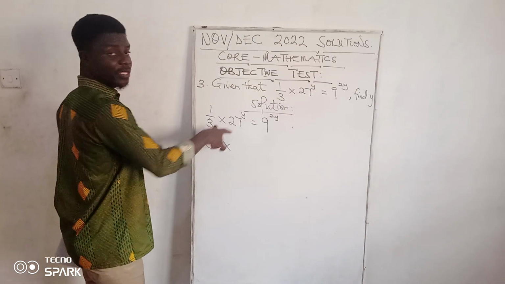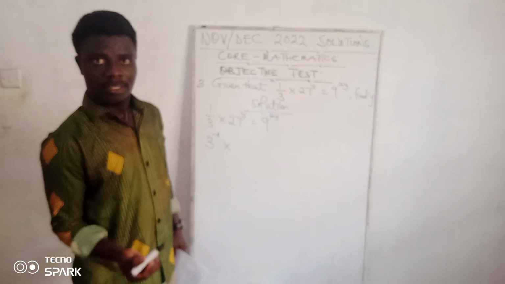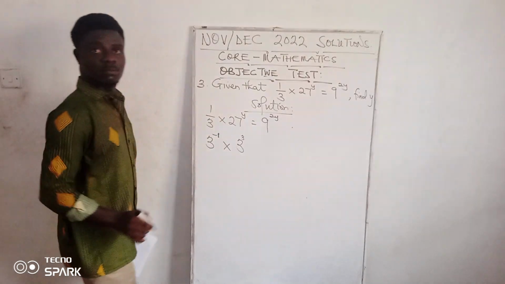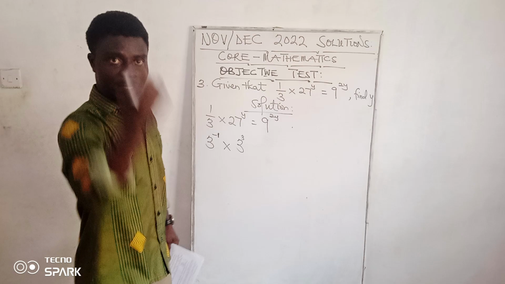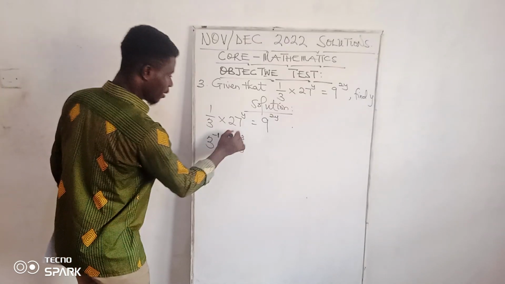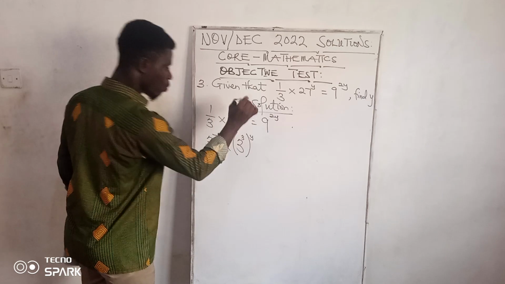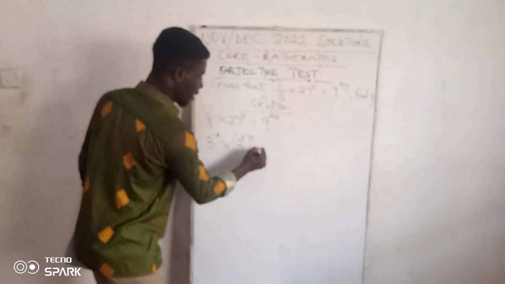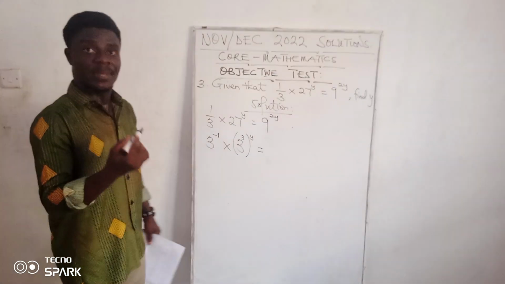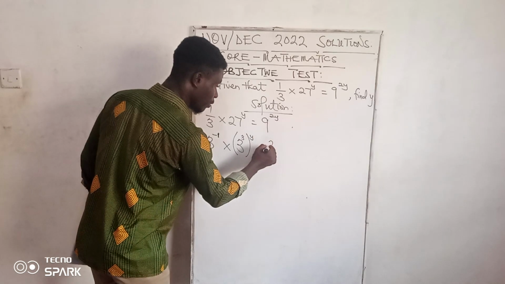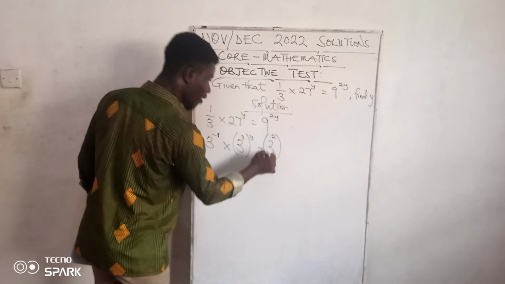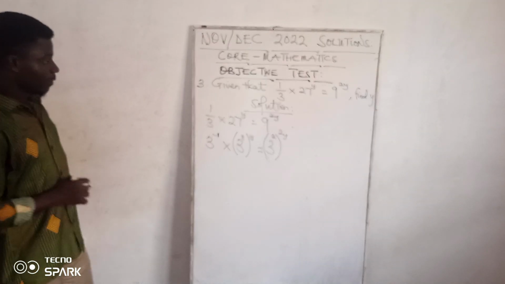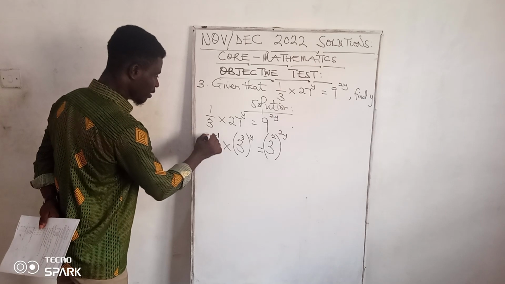Then times, now this 27, I can change it to a base of 3. 27 is 3 to the power 3, because 3 times 3 is 9, times another 3 is 27. So now all to the power y, because we have this y here, so it must affect that. Then equals this 9. I can change it to a base of 3, so I get 3 to the power 2. Then we have another exponent, which is 2y. So now let's see. I have these there.